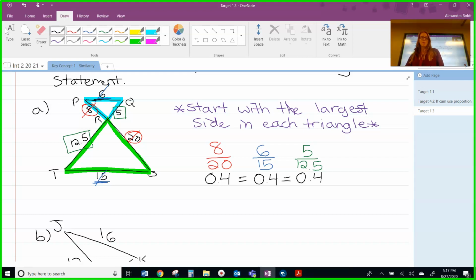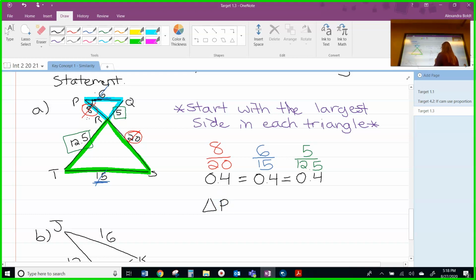So now I want to write my similarity statement. And the similarity statement for side, side, side is a little bit more complicated than your similarity statement for angle, angle. I think it's easier with angles, but we can still do it. So what I'm going to do is I'm going to say triangle. I'm going to start with P. And if you look, P is between the red and the blue, or the circled side and the underlined number. Okay, so if you don't have different colors, you can still differentiate them in some way.